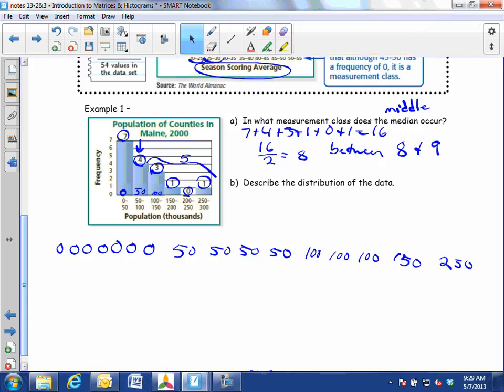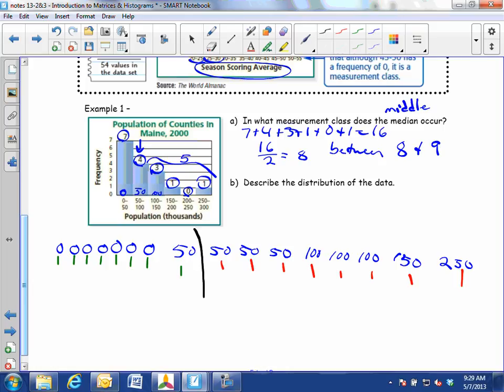So then if I was going to say 1, 2, 3, 4, 5, 6, 7, 8. The middle is there, right? The median has to be somewhere between here and here, right? So that tells me I know it's in the 50s. Does that help? Yeah. Awesome. All right.